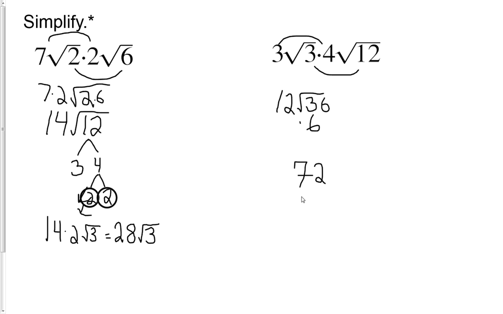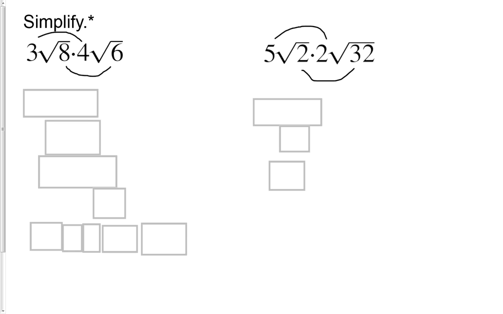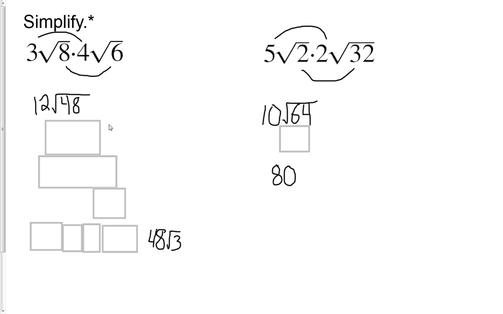Okay, so some of these, and it's not a terrible amount of work, most of these you would need a tree just to simplify. On this slide, try it on your own to work out the answer ahead of time. So pause the video, work it out, and check your answer. In my answers, for the first one, we got 12 root 48, which simplified to 48 root 3. And we had 10 root 64, which simplified to be 80.